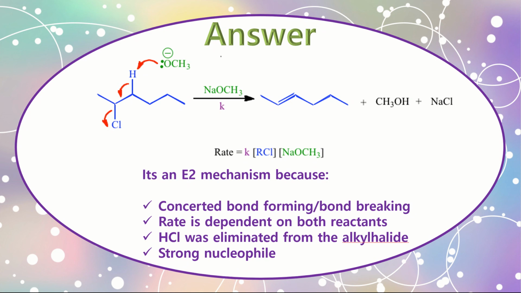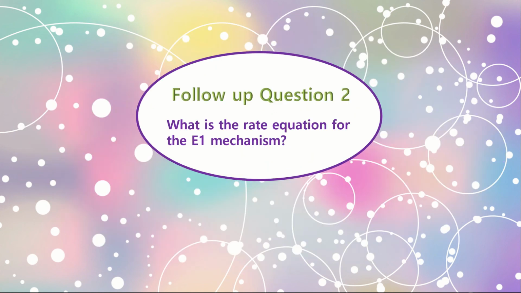So if you say that it's concerted bond forming, bond breaking, if you said the rate is dependent on both reactants, if you said H-A-T-L was eliminated from the alkyl halide, and if you say that, okay, well, we have a strong nucleophile, all of these things suggest the E2 mechanism. Our follow-up question 2 is, what is the rate equation for the E1 mechanism?